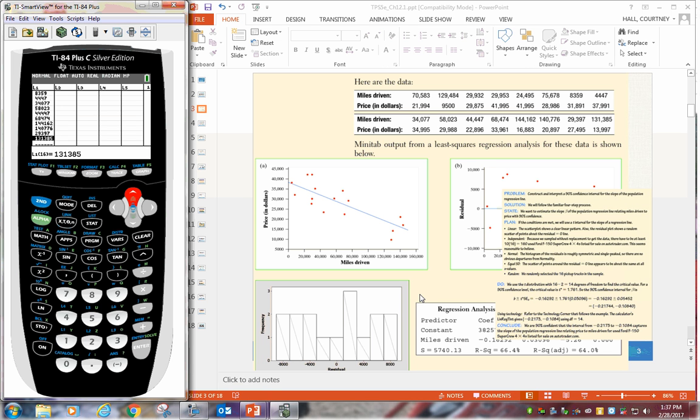Okay, and notice, because it'll be important later, that I have 16 points, so we have 16 pieces of data. Now in L2, I'm going to put the price in dollars values.